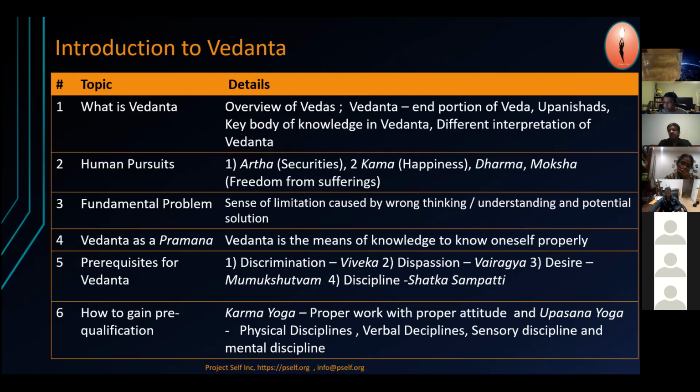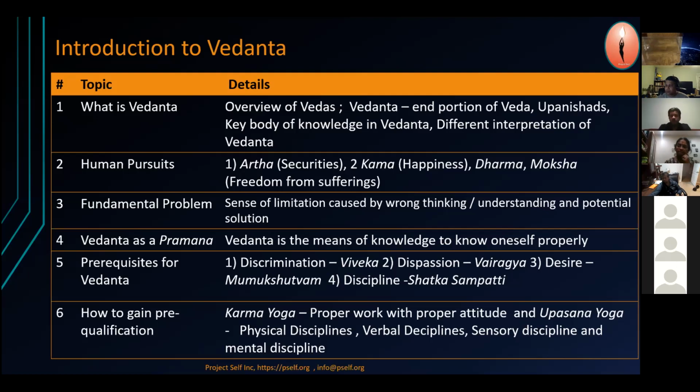But even within that 108 Upanishads, 10 Upanishads are considered as the Mukhya Upanishads. These are the Upanishads for which Shankaracharya wrote a commentary. So then that plus Bhagavad Gita plus the Brahma Sutra constitutes the entire Vedantic literature. So now we found out why we need to study the Upanishads.